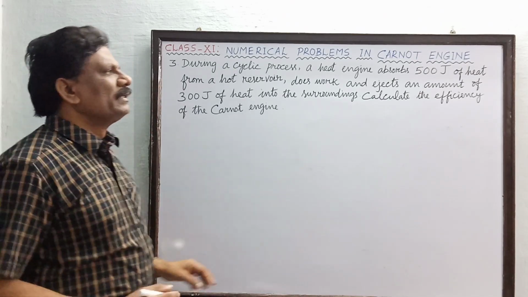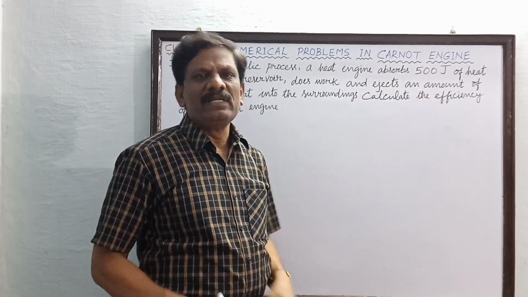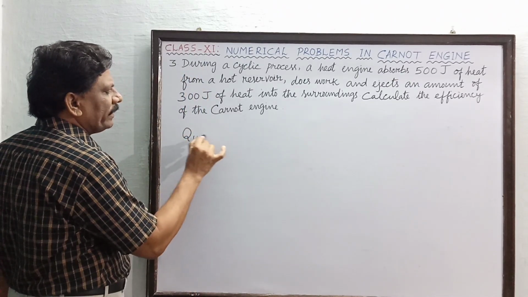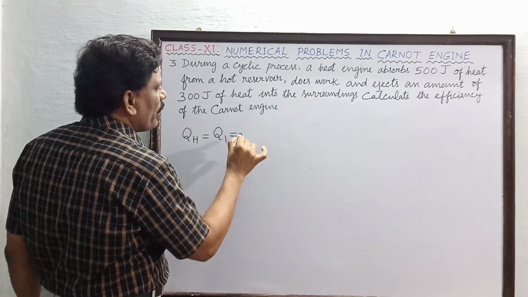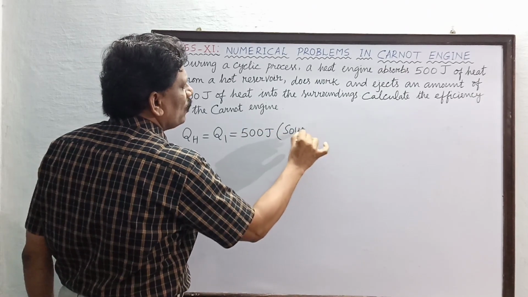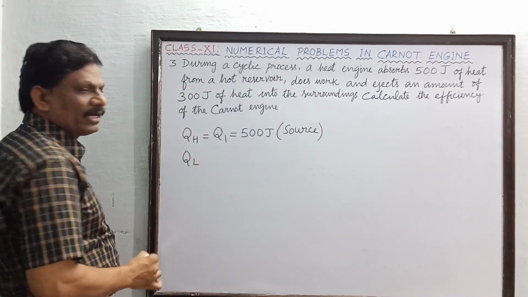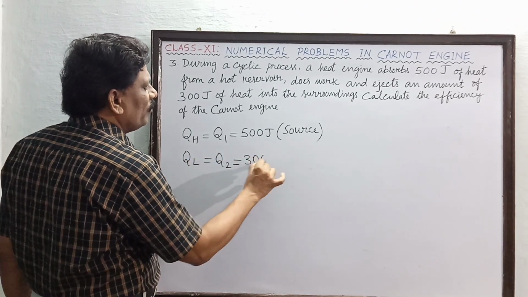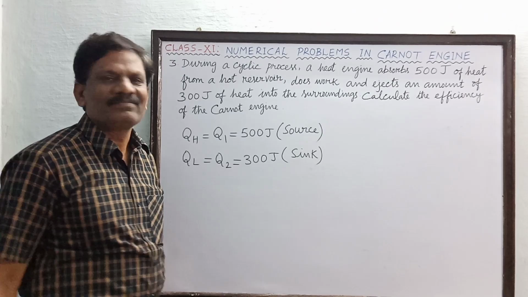Now, among the two values given here, 500 joule is higher, is it not? So, Q higher, this is also denoted by Q1, is equal to 500 joule. So, this is taken from the source. And the lower value is Q low, L for low, and this is denoted by Q2. And this is equal to how much? 300 joule. The cold surrounding acts as the sink.